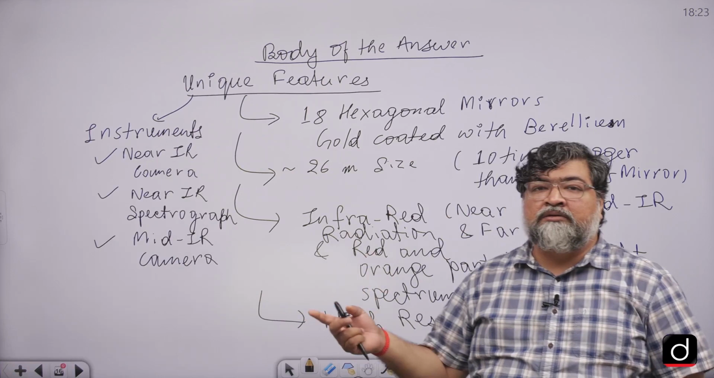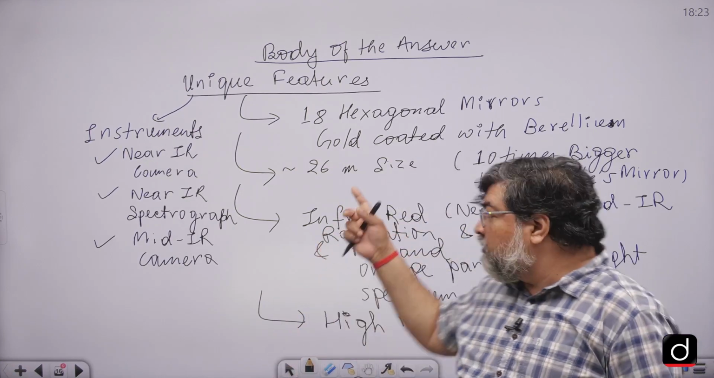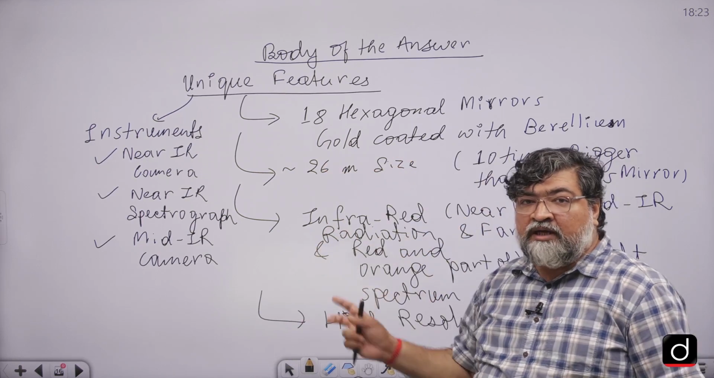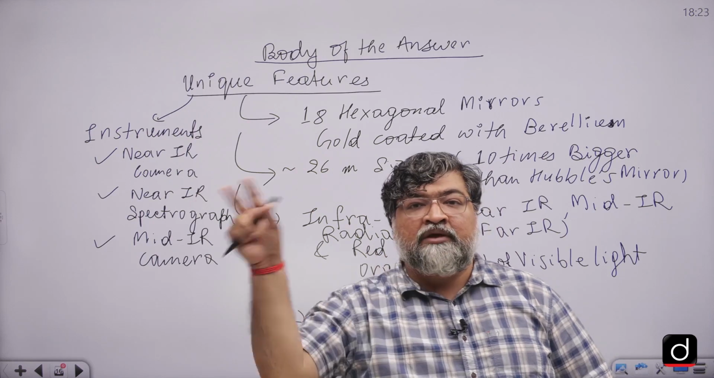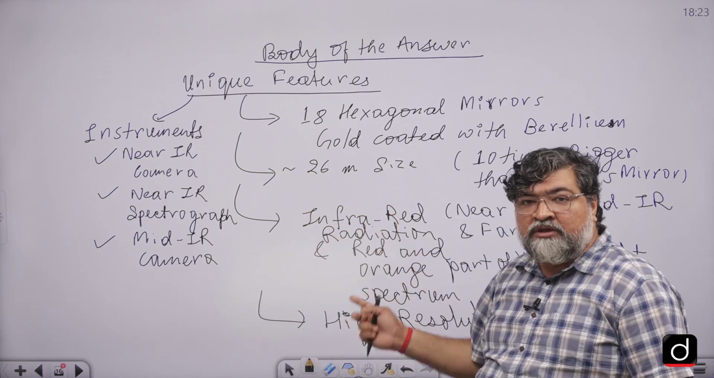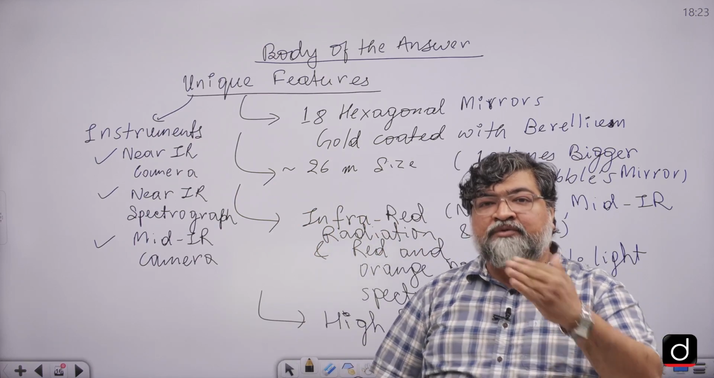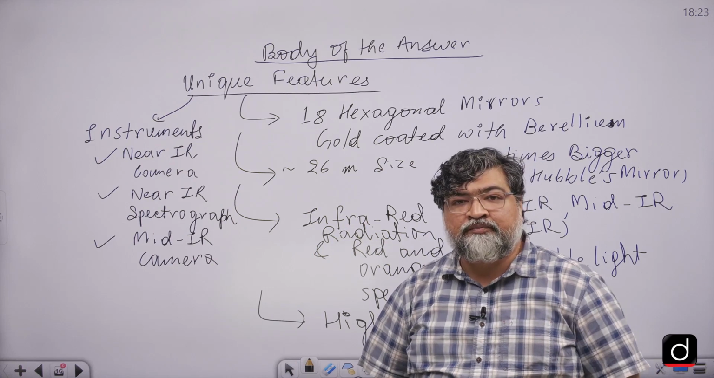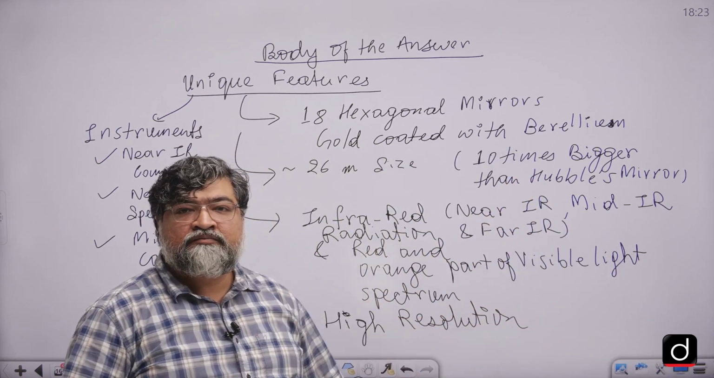Compared to Hubble, it has a larger mirror, is better in terms of instruments and cameras, the infrared part of the spectrum, and the red and orange part of the visible light spectrum. It can capture all the data in the image. So in this part of the answer, one has to write about the unique features and compare with the previous one, Hubble. What I have put across as points here has to be explained in the answer.